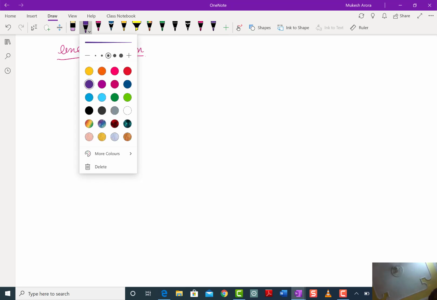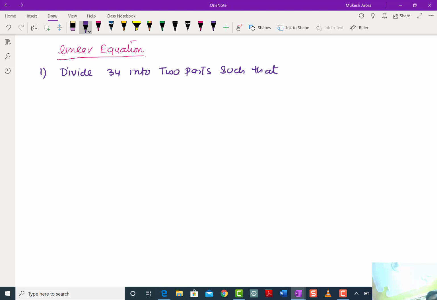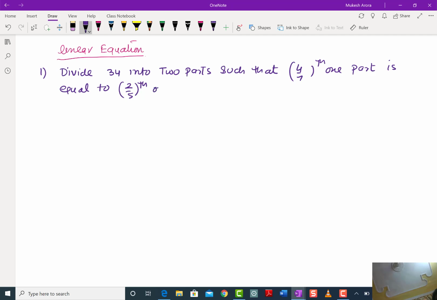Divide 34 into 2 parts such that 4 by 7th of one part is equal to 2 by 5th of the other.